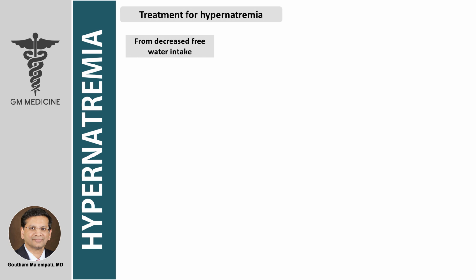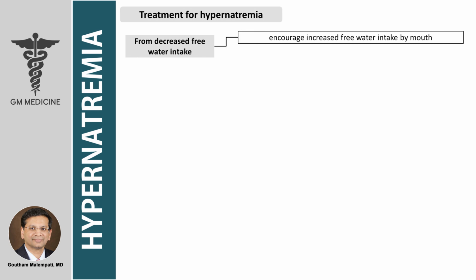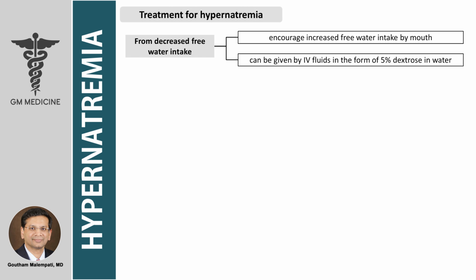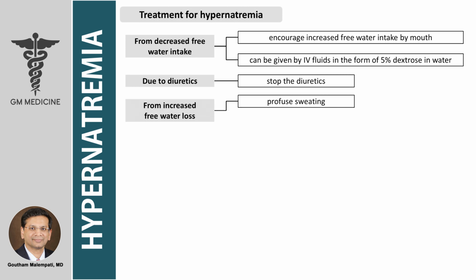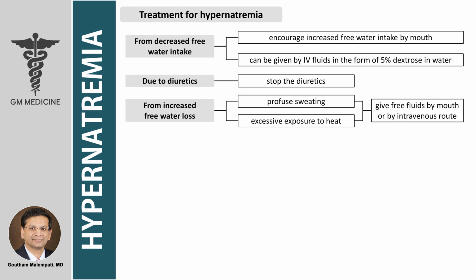Treatment for hypernatremia depends on the etiology. If it is from decreased free water intake, one should encourage increased free water intake by mouth, or it can be given by IV fluids in the form of 5% dextrose in water. If it is due to diuretics, one should stop the diuretics. If it is from increased free water loss, either from profuse sweating or excessive exposure to heat, one can give free fluids by mouth or by intravenous route.